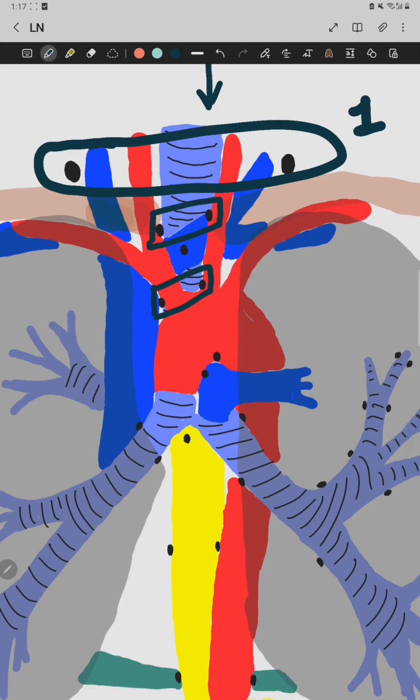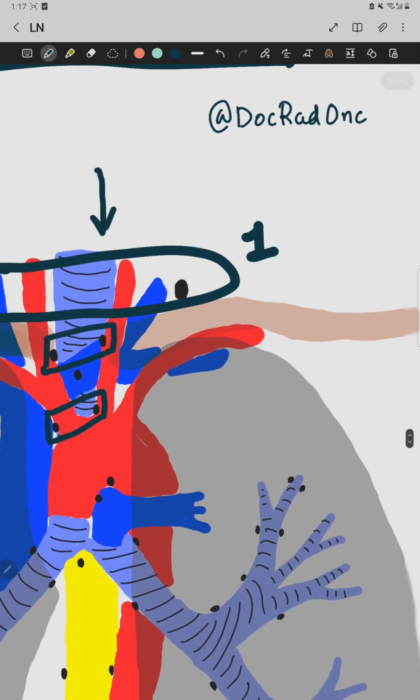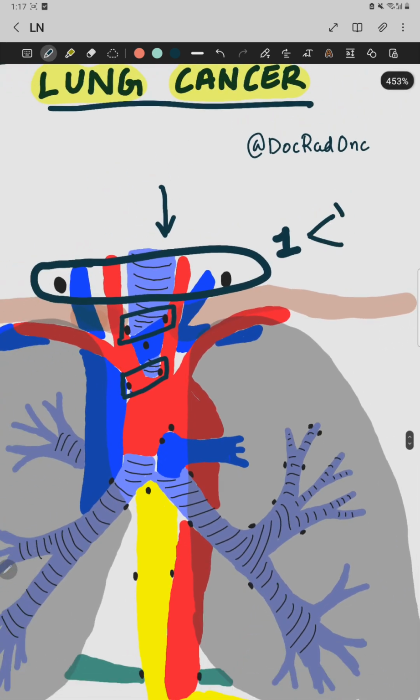Now the division of this into right and left. Even the supraclavicular you can divide into left and right, but here it is with respect to the midline of the trachea. Here it is with respect to the left paratracheal border. So this is level station 2. Here in between the upper paratracheal and lower paratracheal, what you see is station 3.